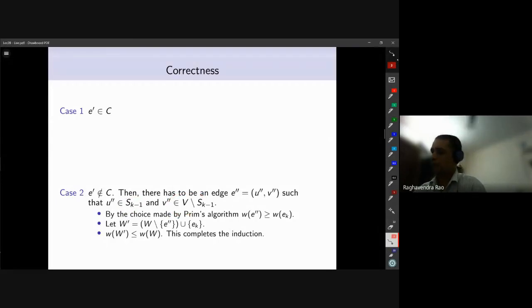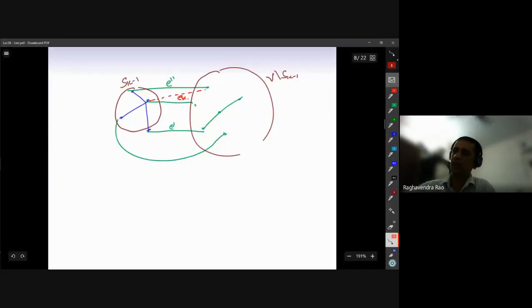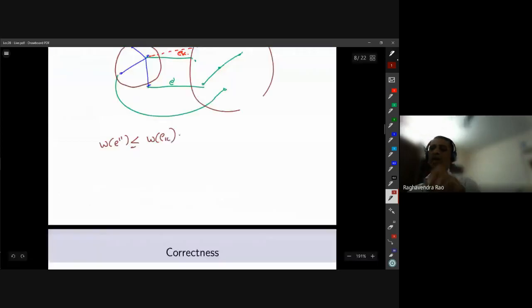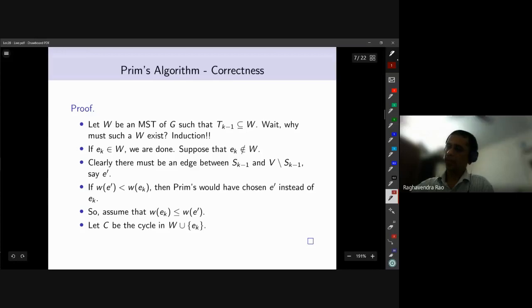Okay, and the point is, see all of these edges. By the choice made by Prim's, Prim's is looking at all of these, and ek is supposed to be the least. So even in this case, weight of E double prime will be smaller than or equal to weight of ek. So I need not have chosen E prime at the beginning itself. I have just looked at adding ek, and look at this cycle C.